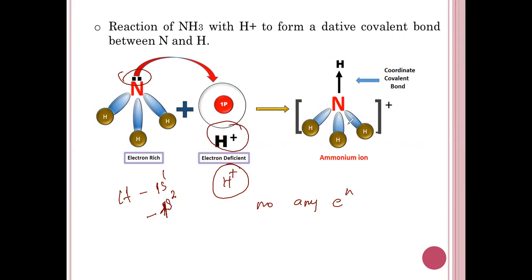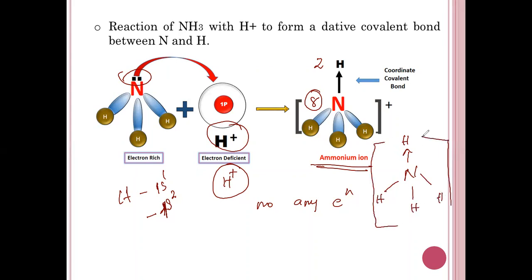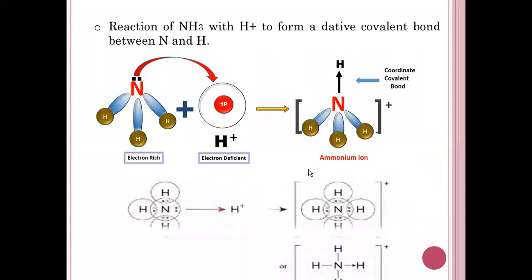Therefore it will end up with the ammonium ion. You can see now the hydrogen has 2, nitrogen has 8, and this structure can be shown like that. Nitrogen is providing and the hydrogens are here. By providing this, the whole structure can be written with a positive charge. This is the reaction that is occurring, and I have shown the diagrammatic formation simply.